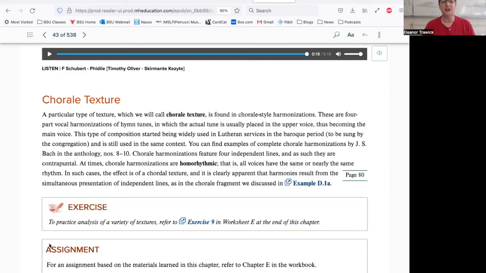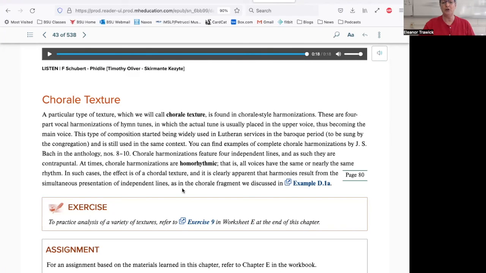The reason that this is an example of homophony is that the soprano line is likely heard as the melody, with the other parts being subordinate. But chorale texture is a little bit of a compromise between a homophonic texture and a polyphonic texture, because in chorale texture there are also independent lines, independent horizontal lines of music.